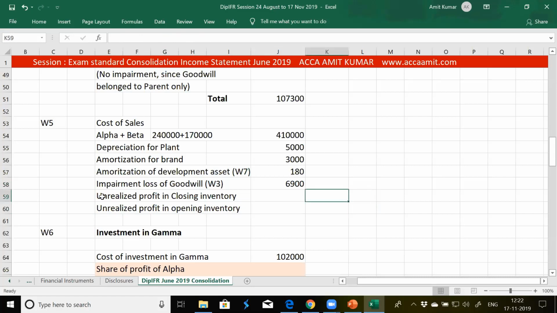Unrealized profit in closing inventory is 6,000 divided by 120 into 20. We add it as part of cost of sales. Then 4,800 divided by 120 into 20. This is the unrealized profit belonging to the previous period. It should not be forming part of cost of sales of this year, which turns out to be minus 4,800 divided by 120 into 20.